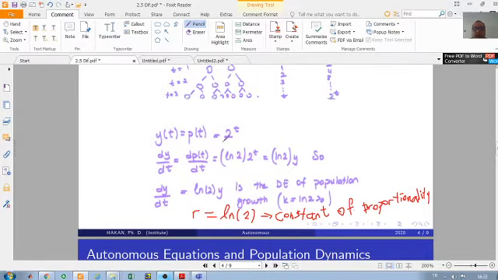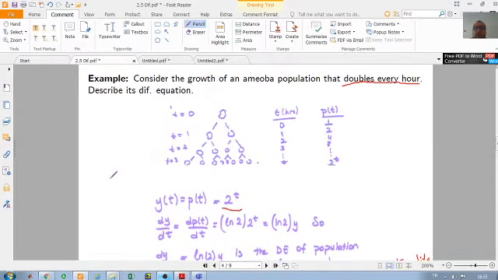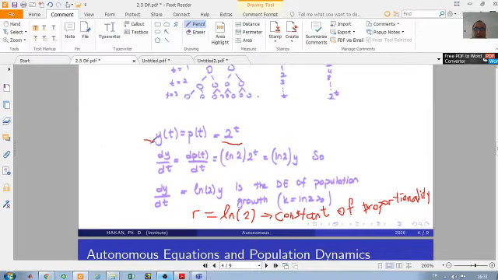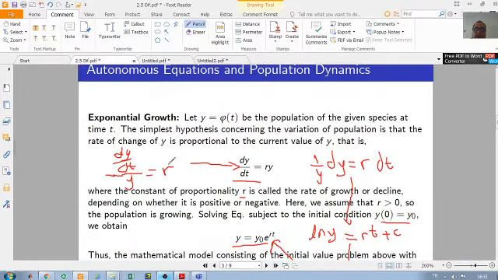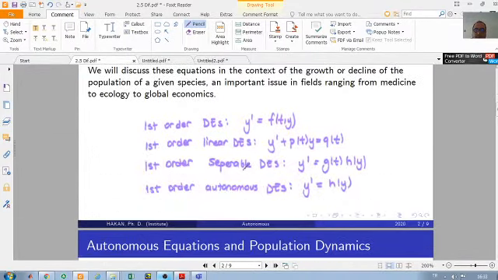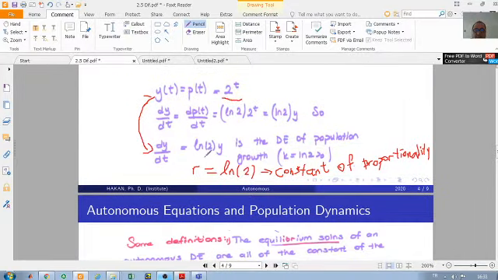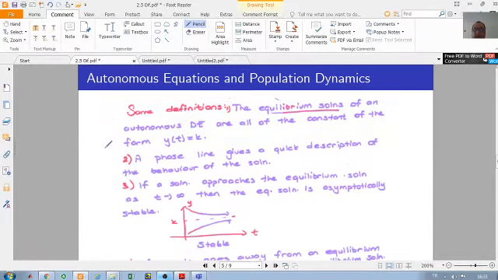Okay, actually we know the amount of the population at time t by using this equation, but the example wants to describe its differential equation. So taking the derivative of this equation, we obtain its differential equation, which is an example of an autonomous differential equation, because the right hand side of the equation is just a function of y. Also we have the constant of proportionality ln 2. Here we have some definitions.